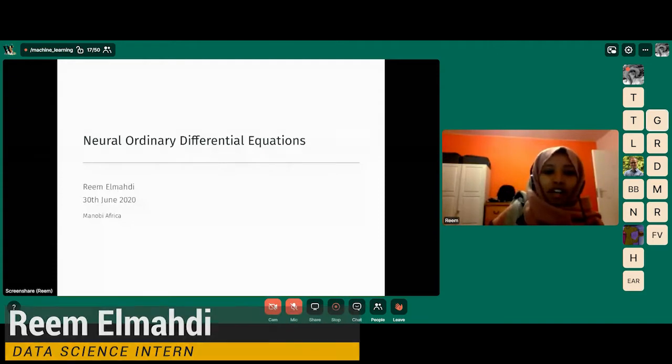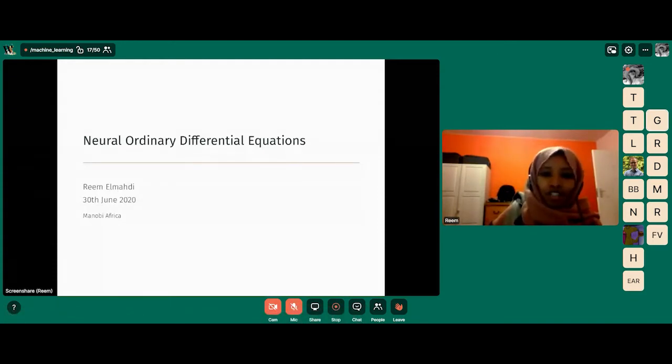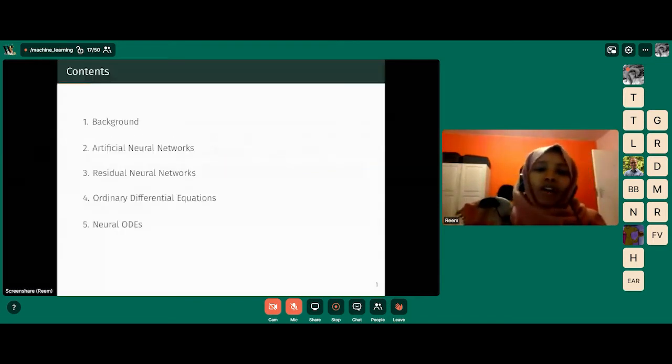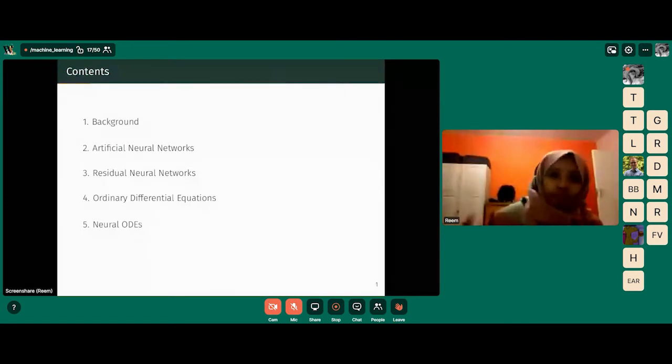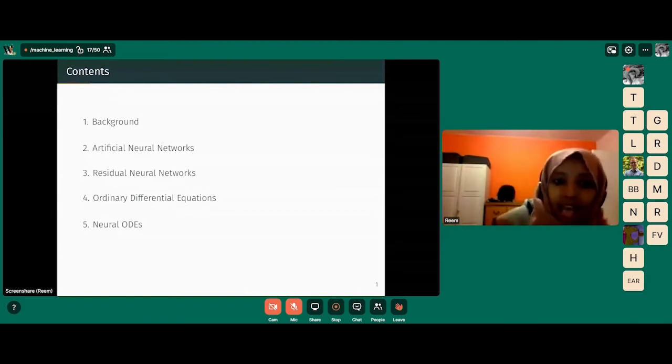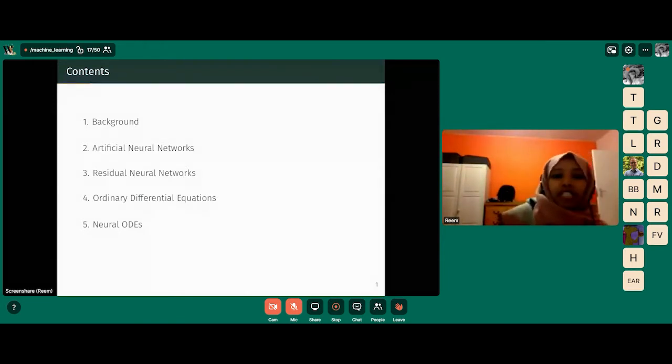Okay, so my name is Reem, and I'm interested in machine learning in general, and sometimes when I stop by some topics, I find them quite interesting, so I write about them in a blog where friends of mine and I write articles about machine learning in Sudani dialect. I'm originally from Sudan, so that's one way of information sharing. So I'm happy to be here with you so I can share some of the information that I got while going through the neural ordinary differential equations paper. I'm currently a data science intern at Manubi, Africa.